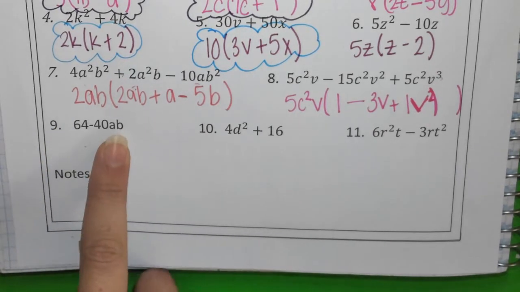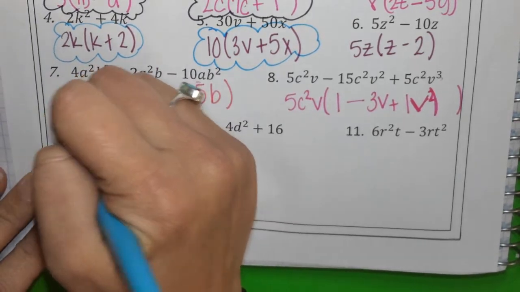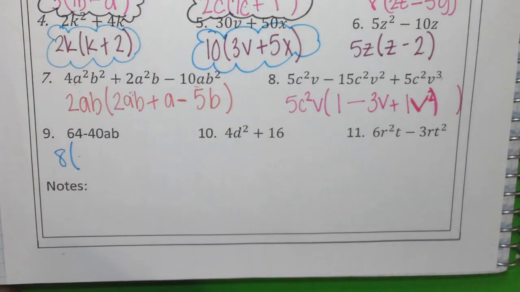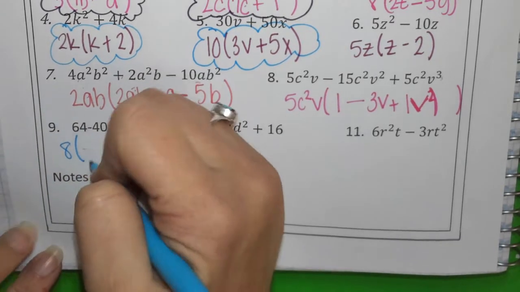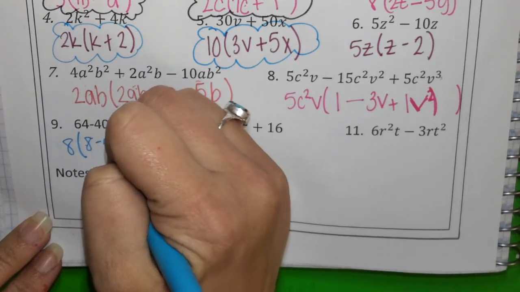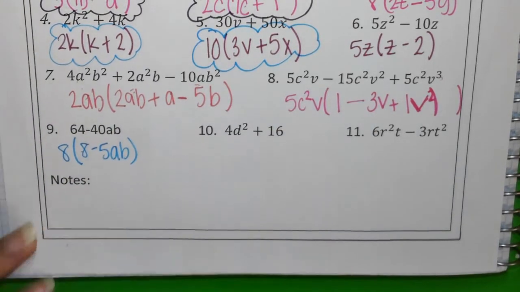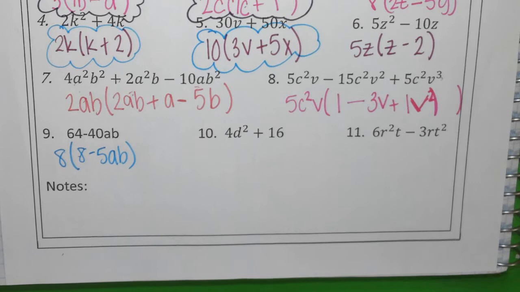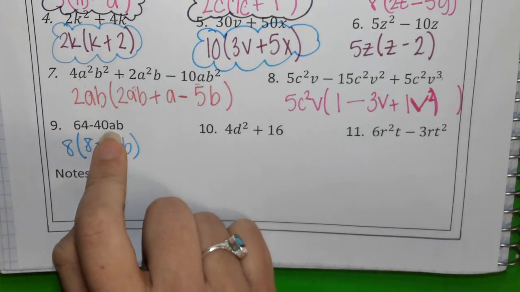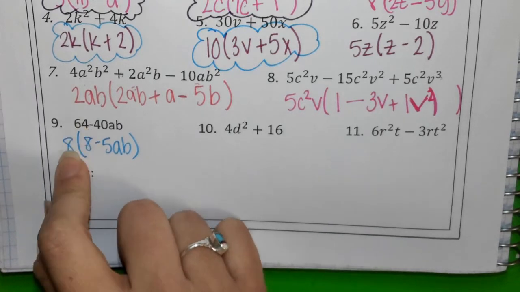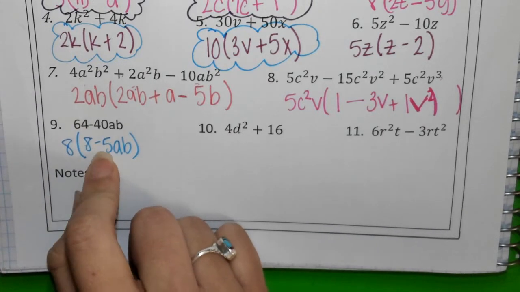What number goes into about 64 and 40? 8. I did it. It gave me 1.6 in the calculator. You have to do the big number divided by the small number first. So you do inside divided by outside. Alright, so the biggest number that goes into both 64 and 40 is 8. 64 divided by 8 is 8. 40 divided by 8 is 5.